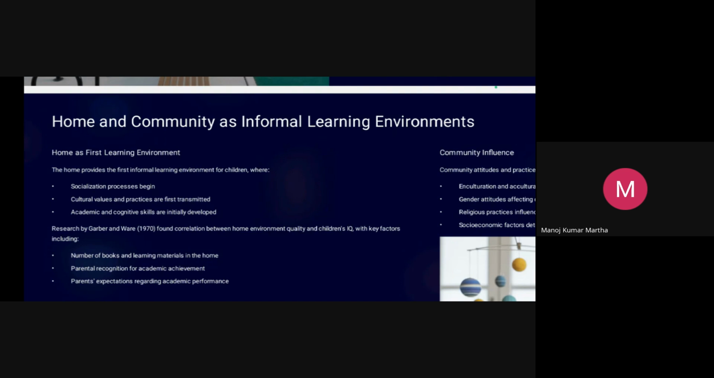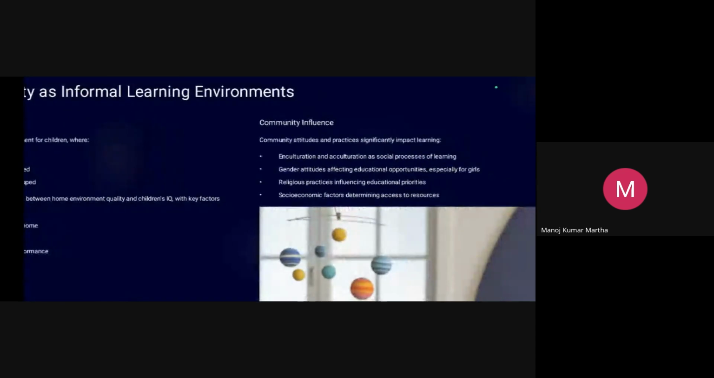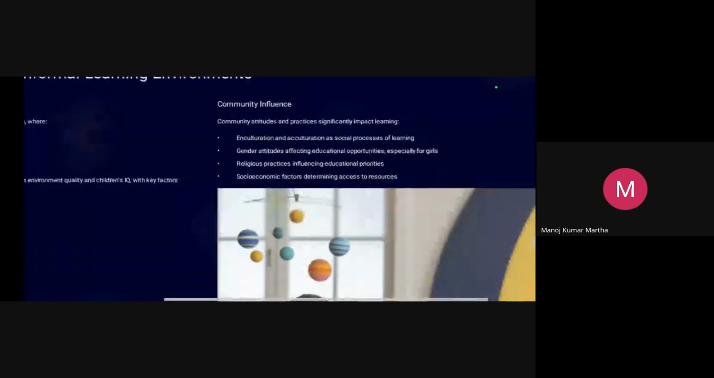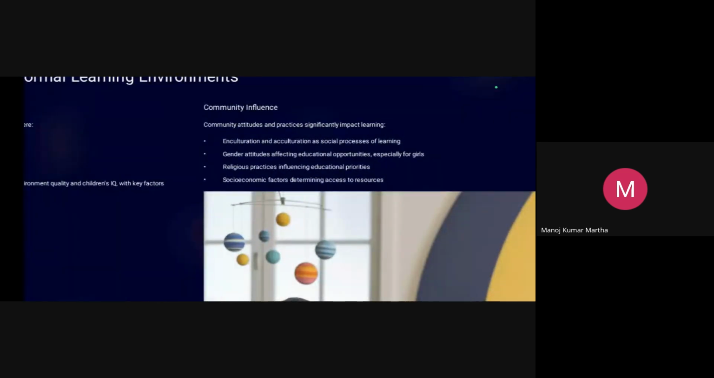Parents' expectation regarding the academic performance, that also affects the process of learning. Simply we can say, if family provides the basic needs, if family provides recognition, if family provides what a child needs for the learning process, automatically the process of learning will be on the right path. Then second thing, another important factor is what we call community influence.